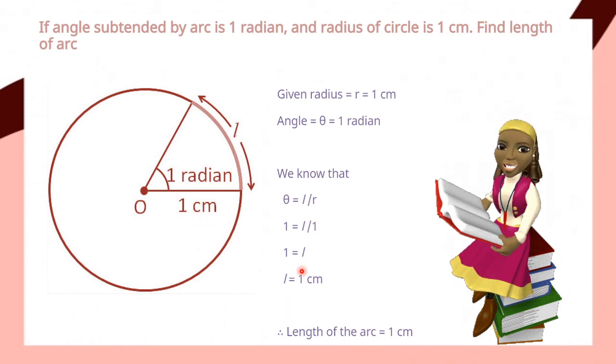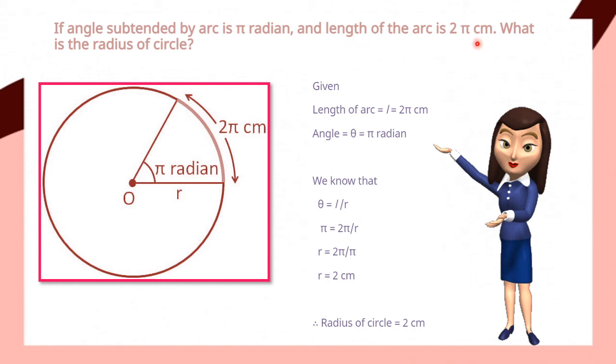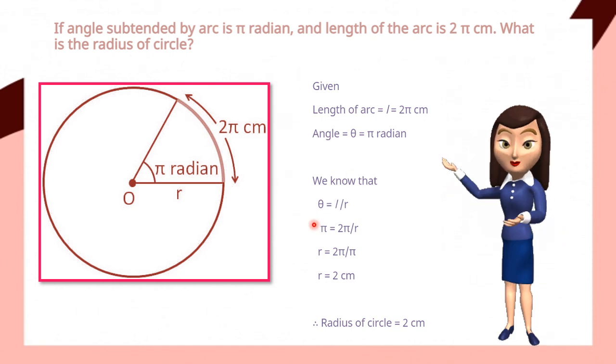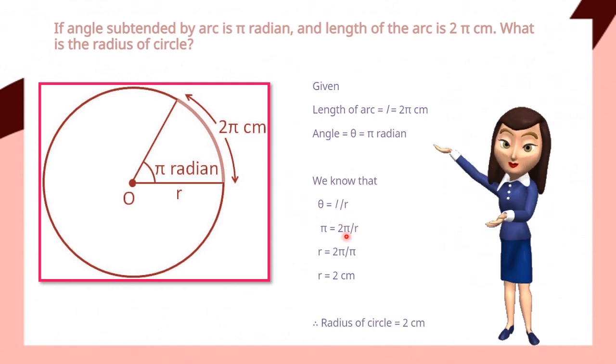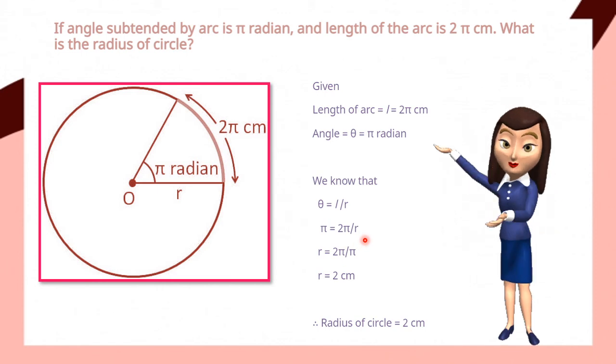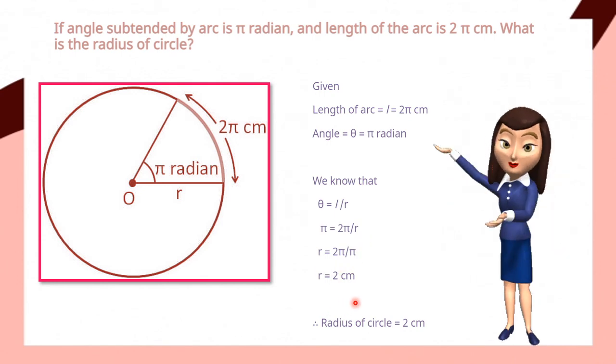Again, that means 1 centimeter. If the angle subtended by an arc is pi radian and the length of arc is 2 pi, what is the radius of the circle? Again, the same formula: theta is equal to L by r. What is L? 2 pi upon r, right? So what do we have to calculate? We have to find the radius. So radius is equal to 2 pi upon pi. It means 2 centimeters. So students, I hope you have understood the concept of degree and radian and their conversions.